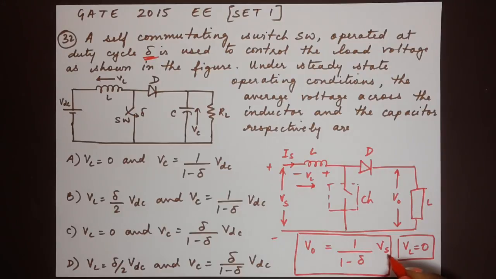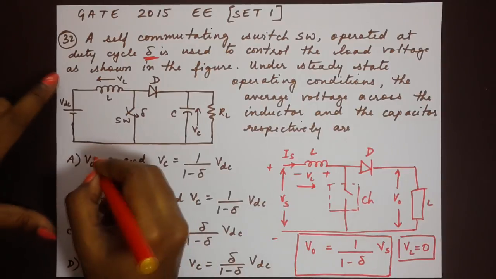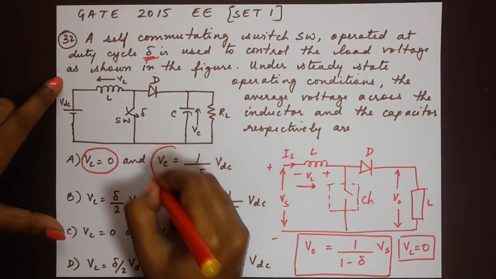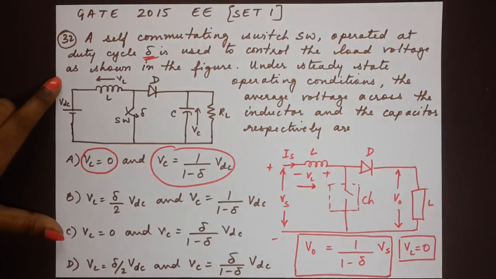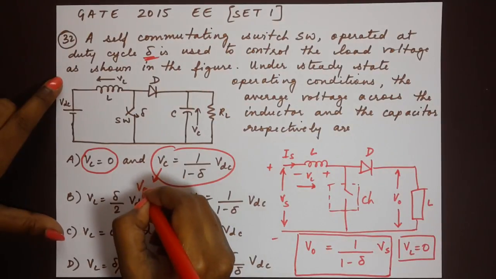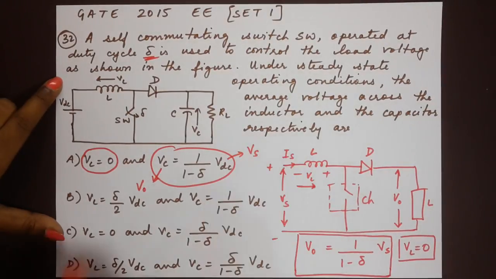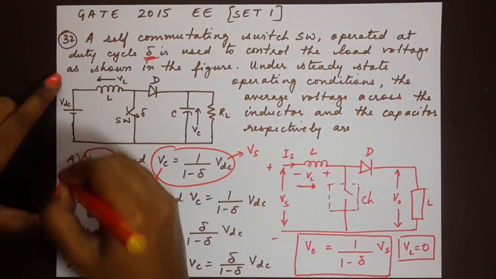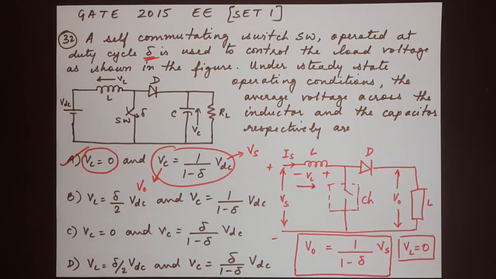Now the source voltage is VDC over here, which means that we have VL equal to 0 according to steady state operating conditions, and Vc is equal to 1 by 1 minus delta into VDC, where Vc corresponds to V naught, VDC corresponds to Vs as far as the basic formulas are concerned. So A is the right option here. Well, I hope the explanation has helped.